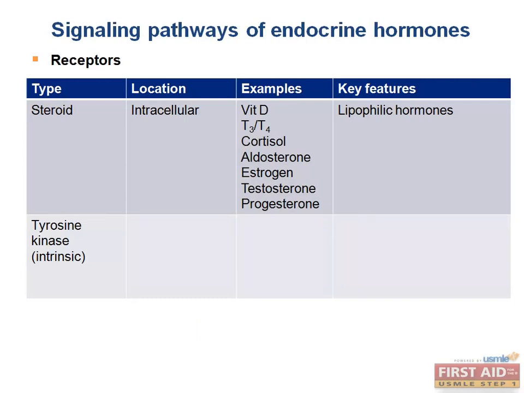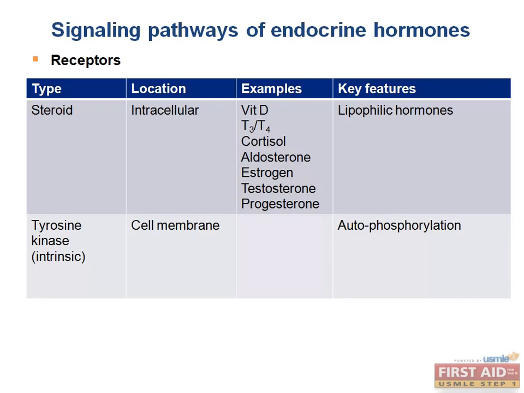The next receptor subtype is the intrinsic tyrosine kinase receptor. Let's break down the name. A tyrosine kinase is an enzyme that adds phosphate groups to tyrosine amino acids, and intrinsic implies that it does this without relying on any other molecules to mediate this action. This is known as autophosphorylation. Unlike steroid hormones, this receptor is located on the cell membrane.